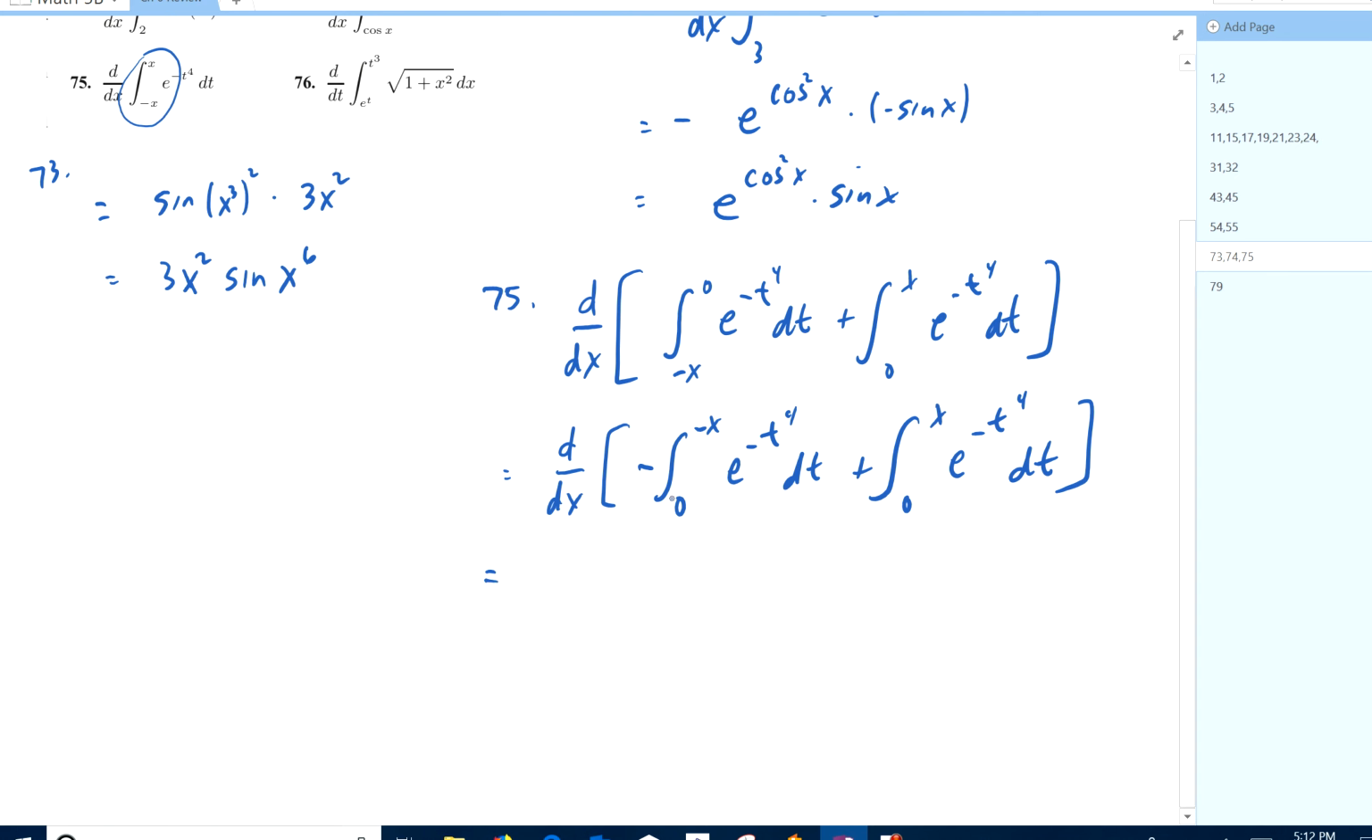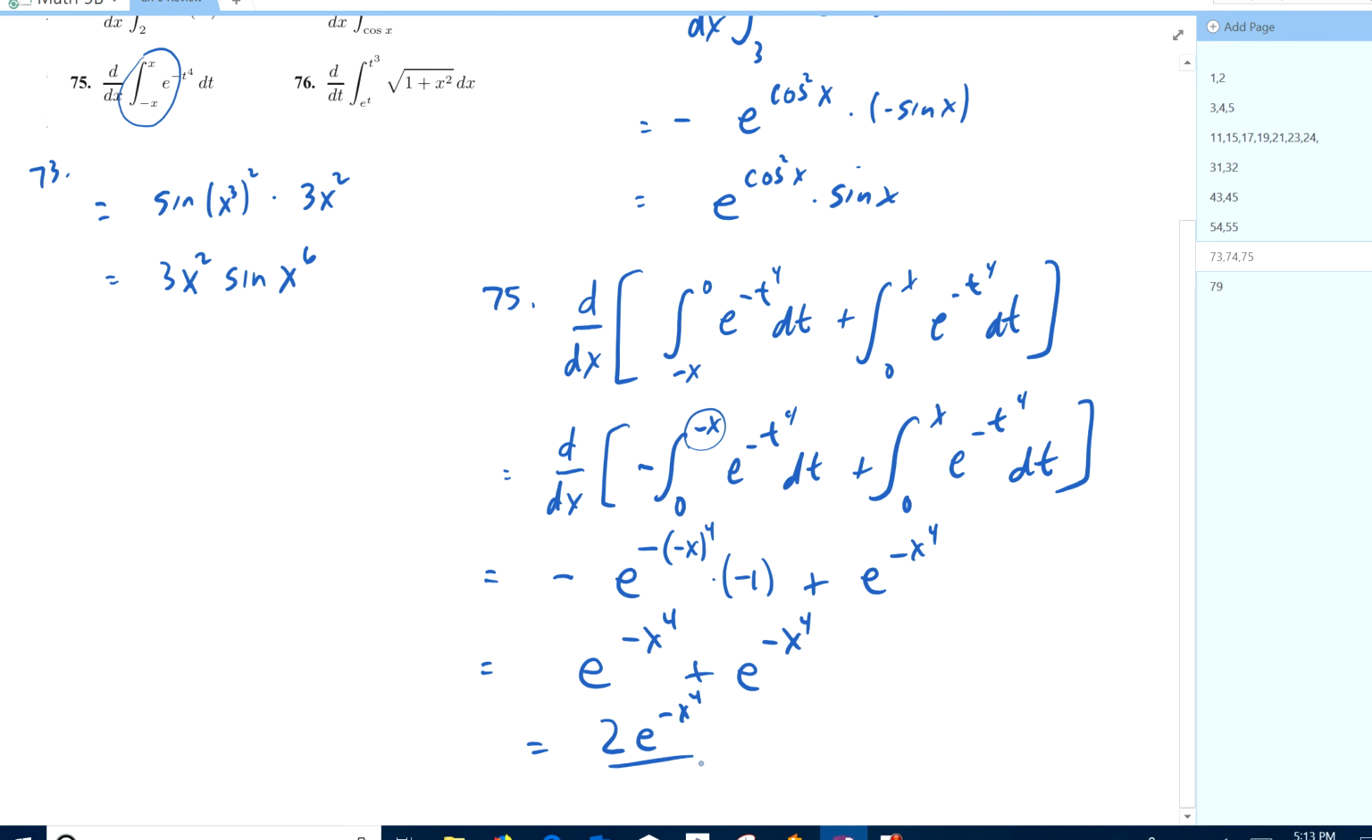So now I can just take the derivative of each one. The derivative of the first one, this negative sign stays there. e to the negative x to the fourth. And the chain rule is the derivative of that, negative 1. Plus, the derivative of this side is just e to the negative x to the fourth. Simplifying, we get e to the negative x to the fourth, because negative x to the fourth is x to the fourth, plus e to the negative x to the fourth, which is 2e to the negative x to the fourth. Okay, I think we're good on that one.